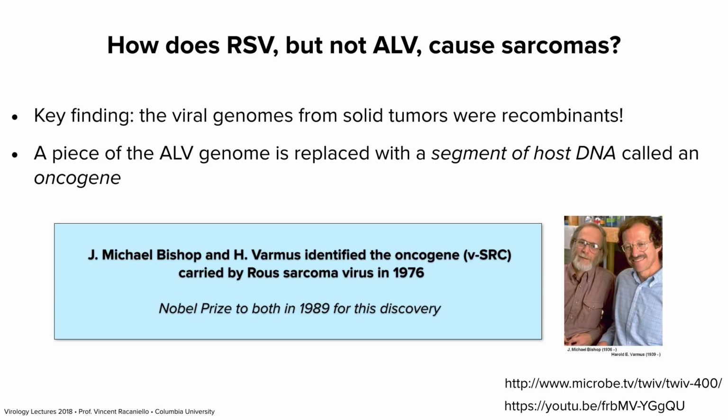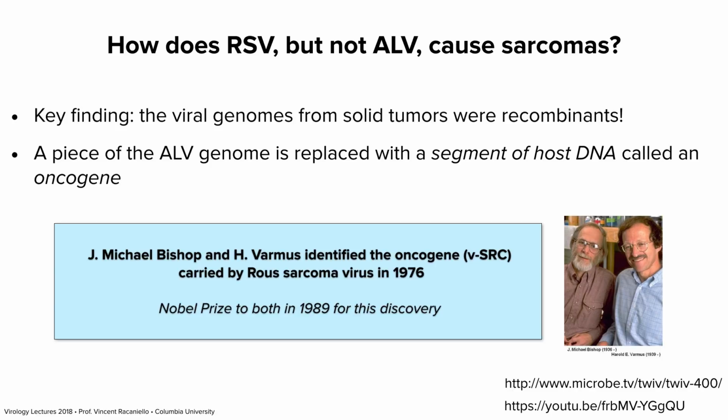These two individuals, Mike Bishop and Harold Varmus, figured out what was extra in Rouse sarcoma virus. They did this in 1976, and then in '89 they got the Nobel Prize for this discovery. And so that's the third Nobel Prize from Rouse sarcoma virus. The original Rouse, reverse transcriptase, and now the finding that Rouse sarcoma virus has picked up an oncogene from the host cell, and they called it SARC because the original tumor was a sarcoma, and it was abbreviated SRC.